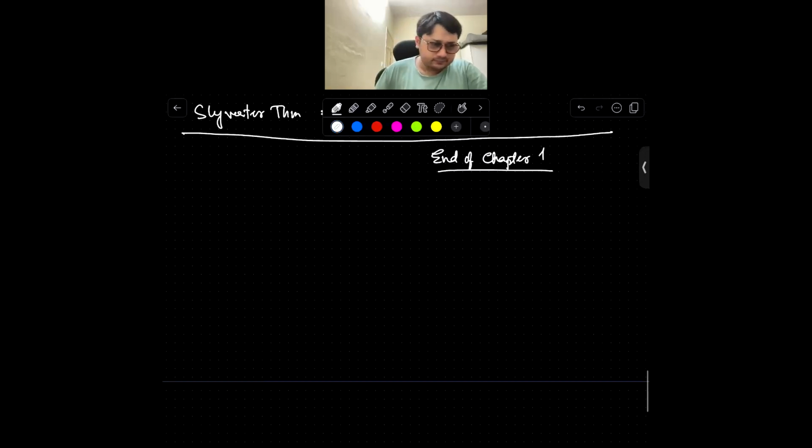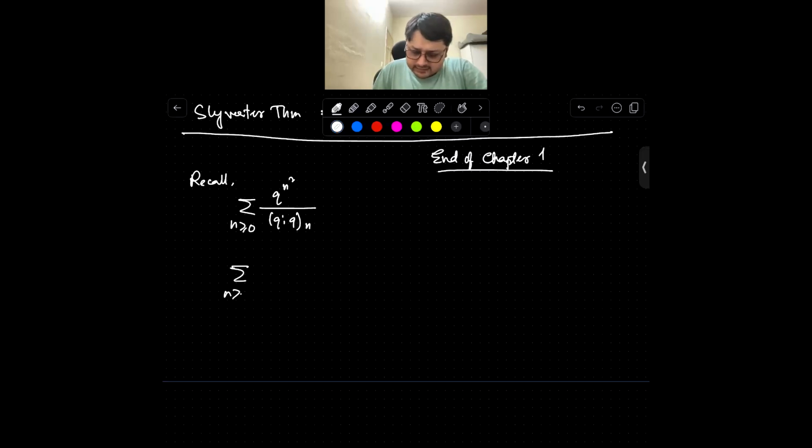Okay, so recall the two Rogers-Ramanujan identities were as follows. Let me write down the sum side first. This was q raised to the n square by q cube n, and the other thing was almost similar, but you have a q raised to the n multiplied. So these were the two sum sides of the Rogers-Ramanujan identities.